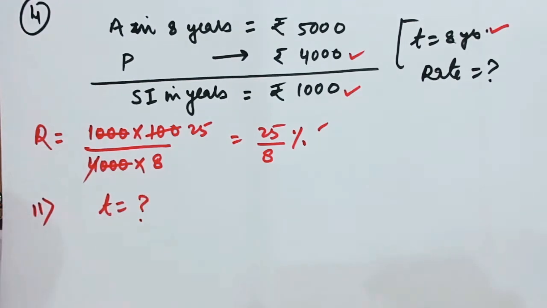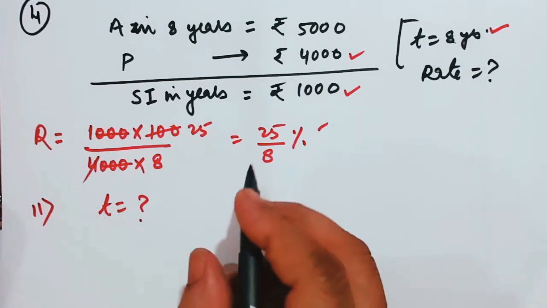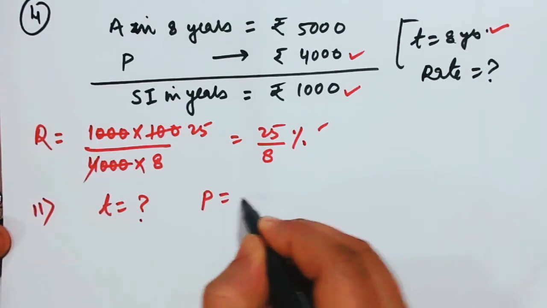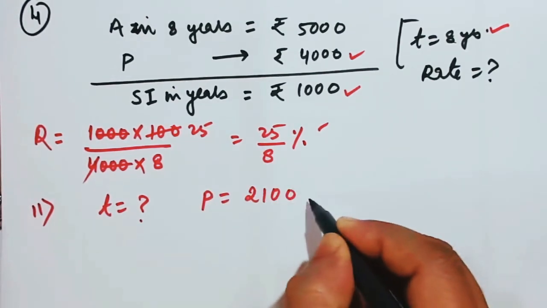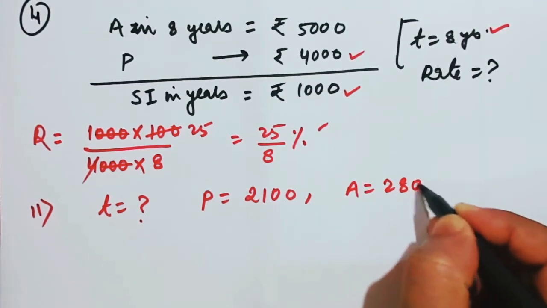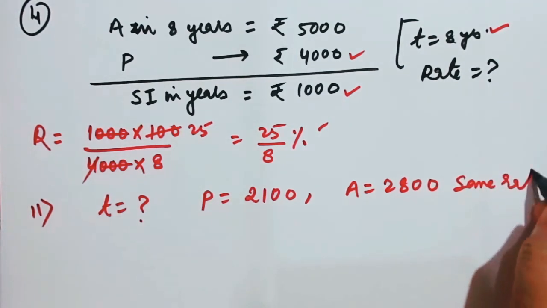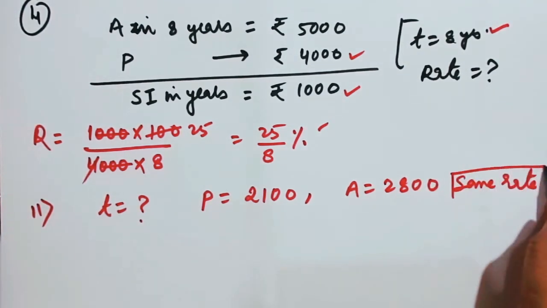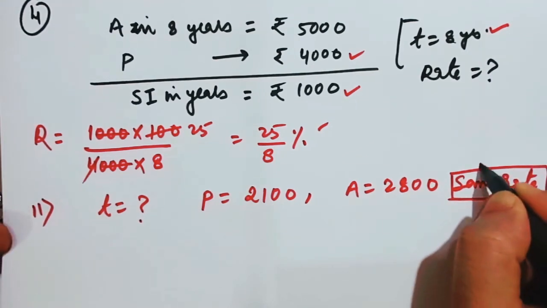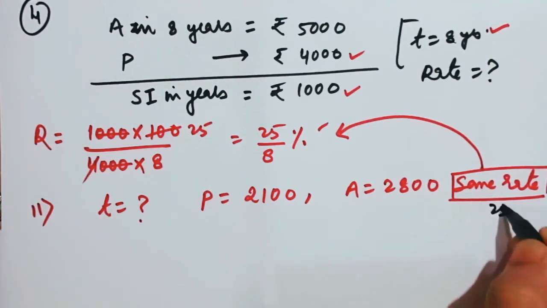Now find the time. How much? Rupees 2100, that is the principal they have given you. Amount also they have given you as 2800, and the same rate. Acha beta, same rate. This means until and unless I would have solved the first part, I would not have got the same rate as 25 by 8 percentage.